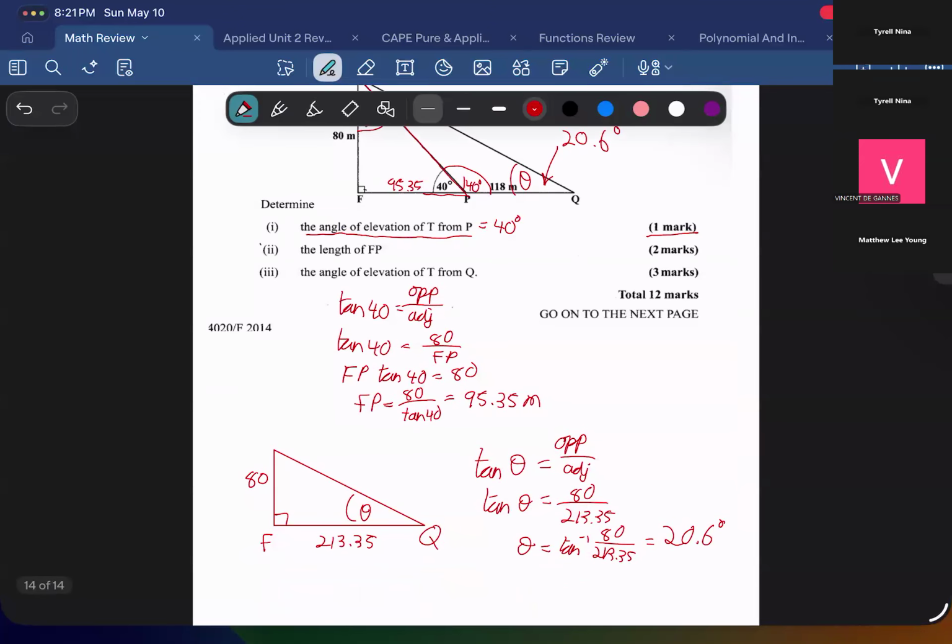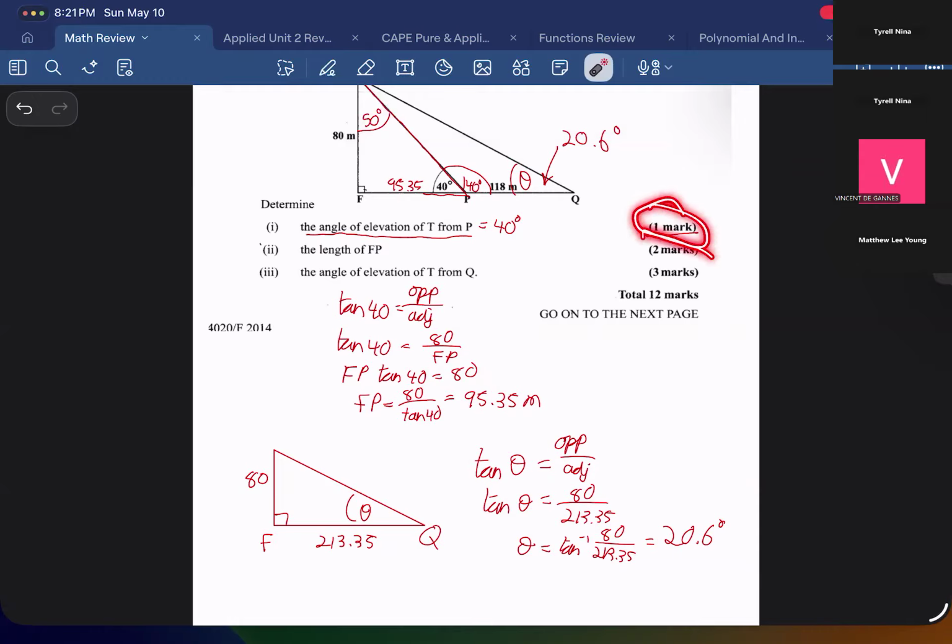I want you all to also note something here. These marks are kind of like a guide for how much work you should be doing. So if I see 1 mark, I don't want to overcomplicate it. Most likely it's just this 40 here. Likewise, 2 marks, I have to do a little working. And 3 marks, well, I have to do some real working.